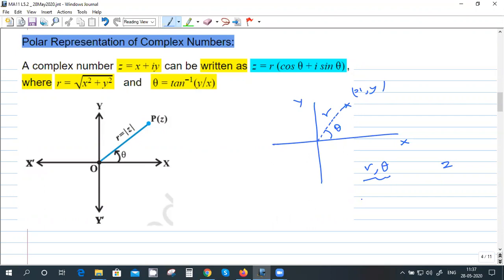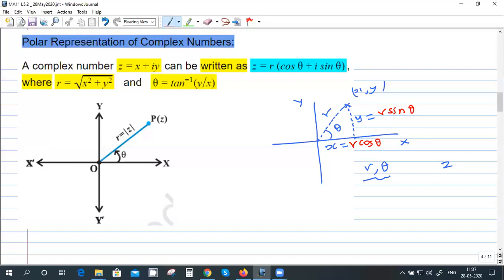And you can relate x comma y to r comma theta. Suppose I want to represent x and y in terms of r and theta. So what is x equal to and what is y equal to? x will be r cos theta and y is r sin theta.